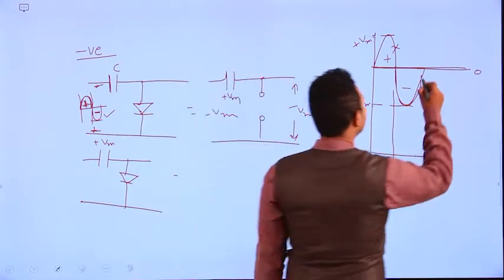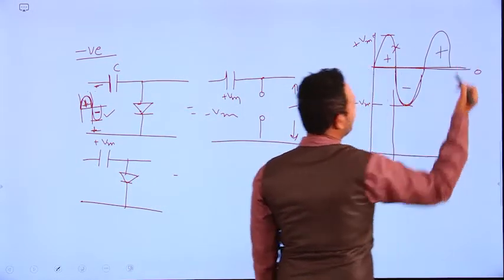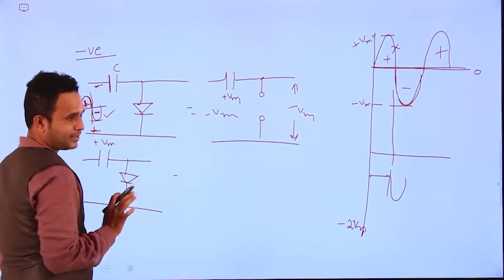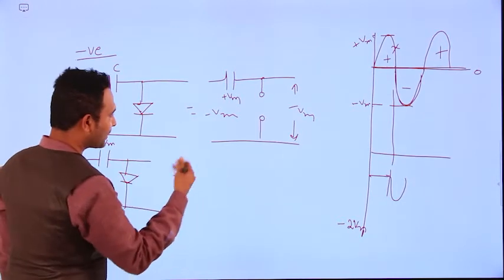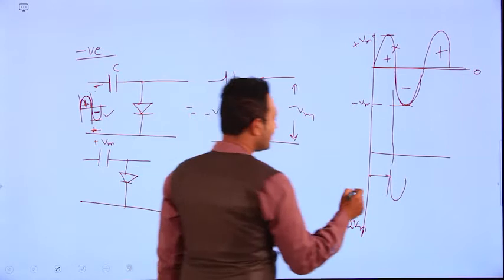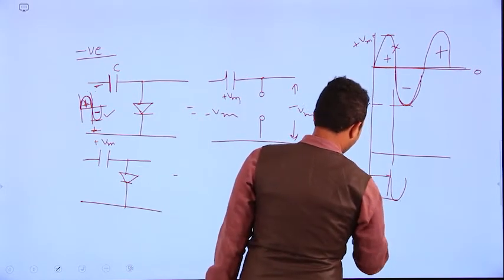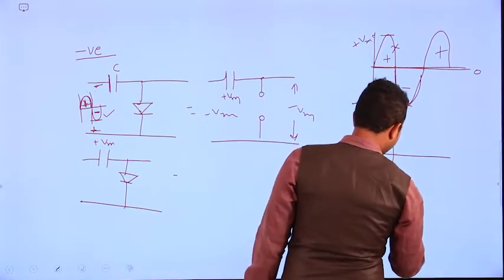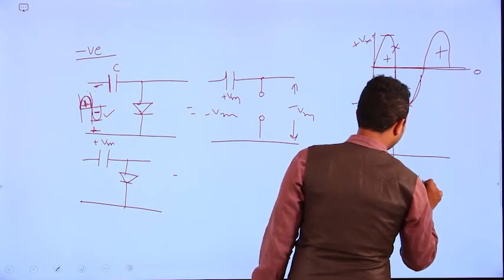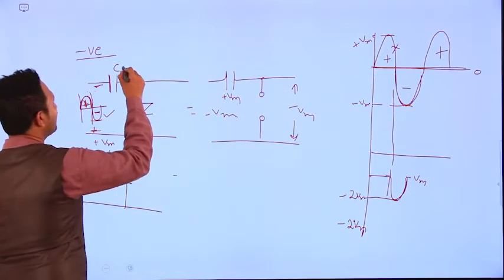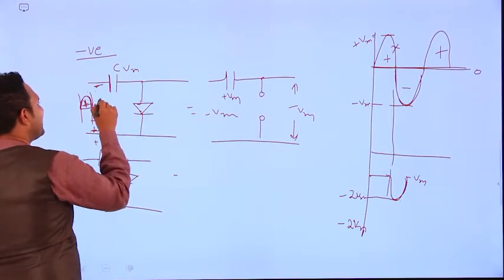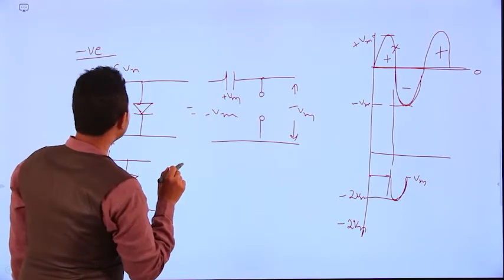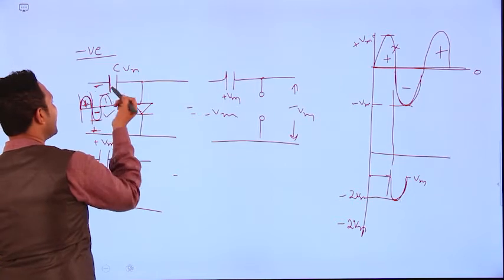Again we have the positive peak, which means the capacitor charges again. The capacitor was charged to a maximum of minus 2Vm, so as the peak decreases, it charges up to Vm. At this level the capacitor has Vm. When the positive peak is connected again, minus Vm plus the capacitor charges up to plus Vm.